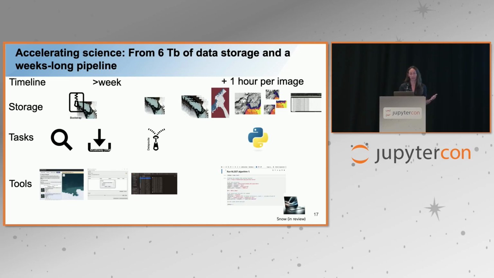algorithm, we can really accelerate science. This is an example of a sea surface temperature algorithm that I built for Landsat. A lot of the tools that I use are across the bottom. A lot of the different tasks, search, download, unzip, were manual before we were using the cloud. And then we're storing pretty much every intermediate data product. That meant we were storing 6 terabytes of data, and it was a weeks to months long pipeline because of all of the manual pieces.